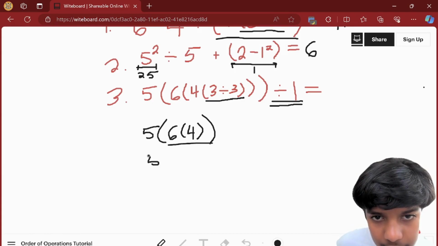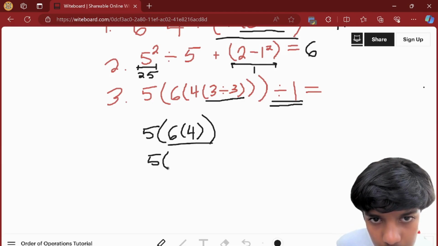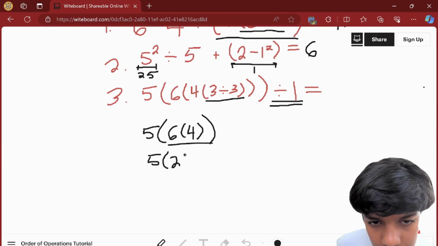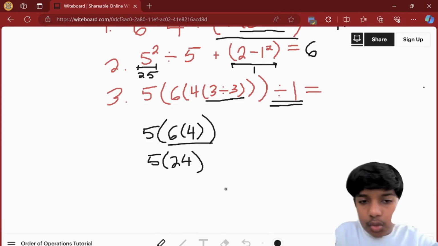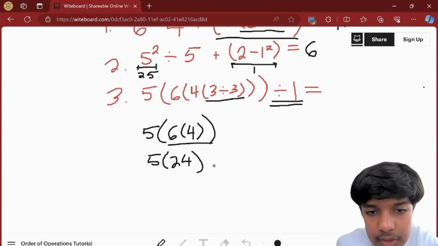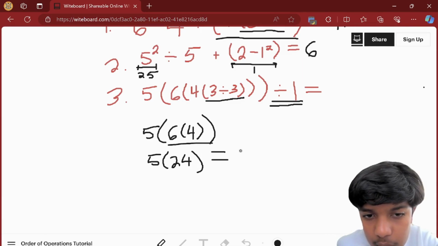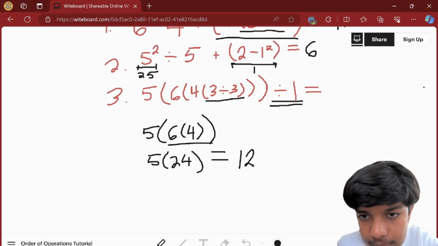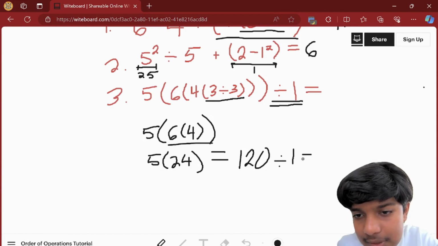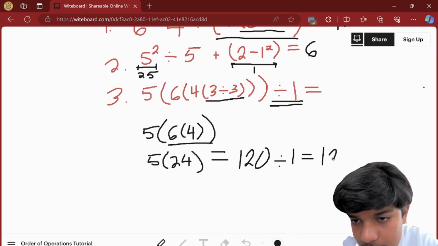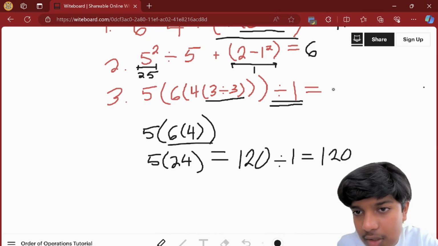So we get 5 times 24, or like the normal way of writing that, 5, with the dot for multiplication, times 24. And this is going to equal 120. And remember, I divided by 1, and that's basically the same thing, so the final answer is 120.